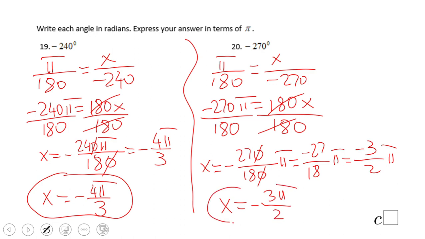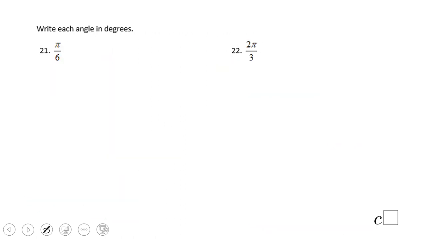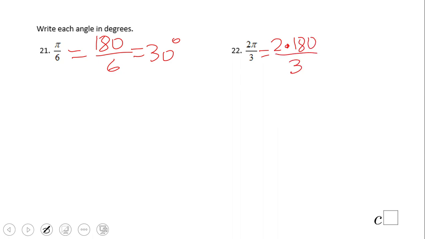The final answer for number 20 is negative 3 pi over 2. What about going from radians to degrees? I think this one is even easier. Remember, pi is 180. 180 divided by 6 is 30 degrees. What about number 22? 2 times 180 divided by 3. 3 goes into 180 60 times, so we end up here with 120 degrees.